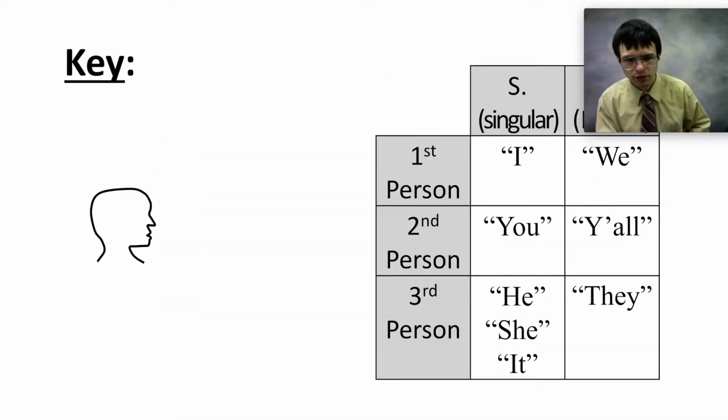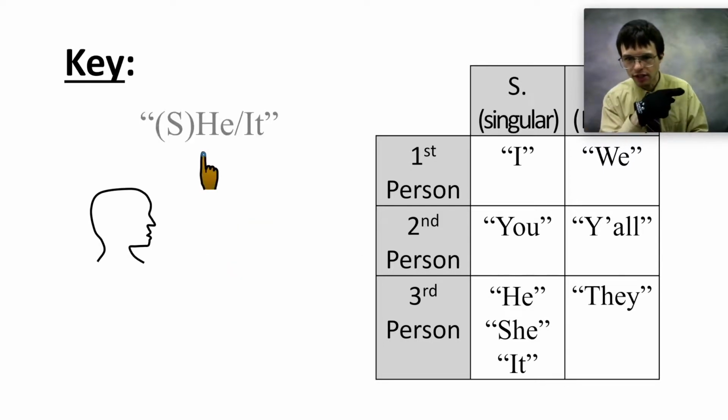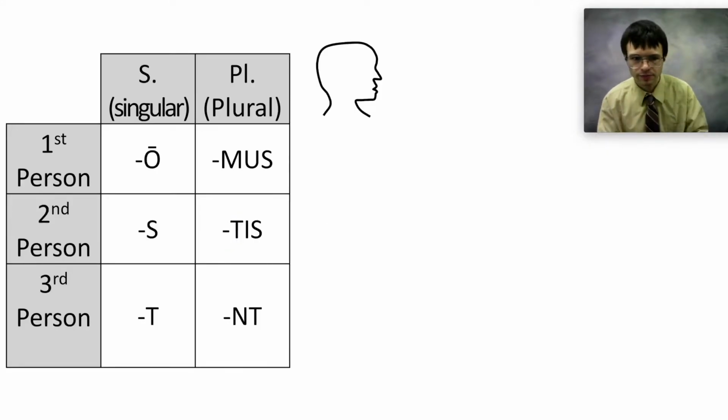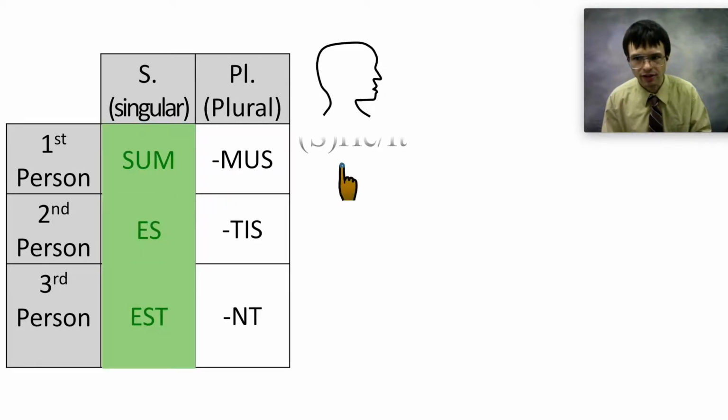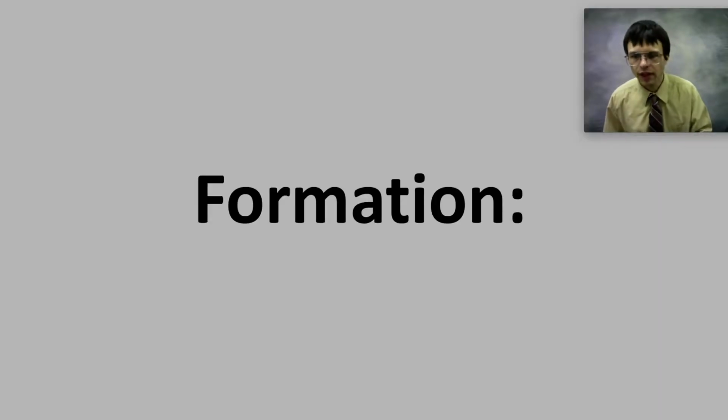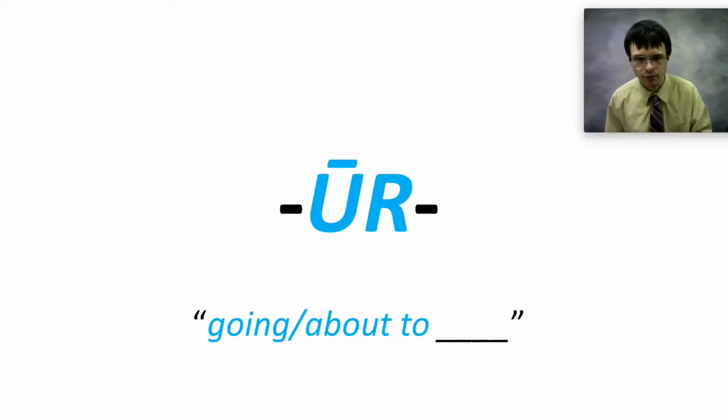Okay, so before we start, we have to review this. Thumb towards you means I, you, he, she, it, we, y'all, and they. Also relevant here are the forms of sum, the present of to be, so recite it with me. Ready, go. Sum, es, est, sumus, estis, sunt. Right, okay. And here's how you make the future active participle.